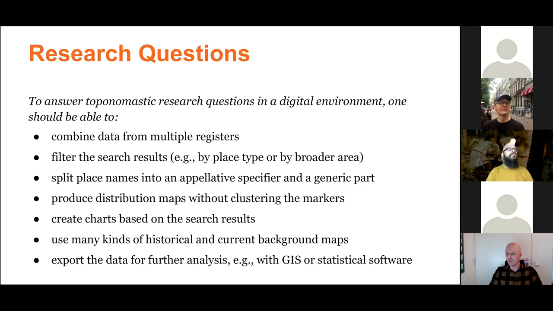And then you want to use all kinds of distribution maps and create charts based on the search results and use as many kinds as possible of historical and current background maps. And also it would be an important option to export your search results for further analysis, for example, to use with GIS tools or any other statistical software.